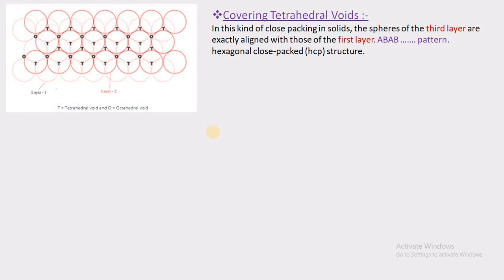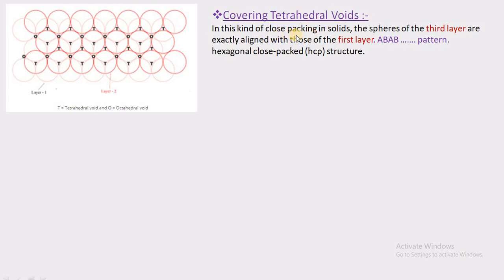We know there are two types of voids formed if layer 1 is covered by layer 2 in such a way that they do not align with each other. The first layer is considered A and the second layer is considered B, covering tetrahedral voids. Tetrahedral voids are formed and these are named T. In this kind of close packing, now we have to place the third layer.